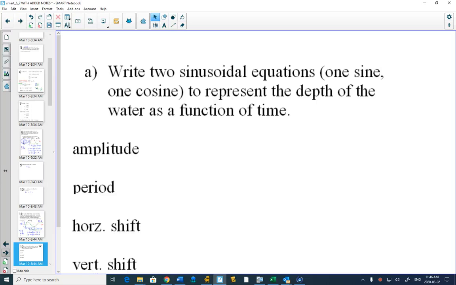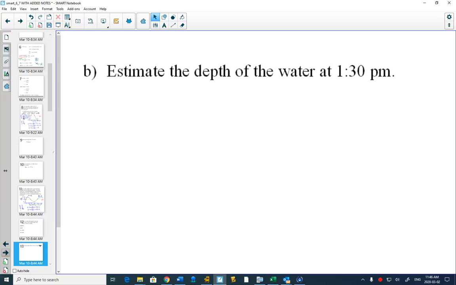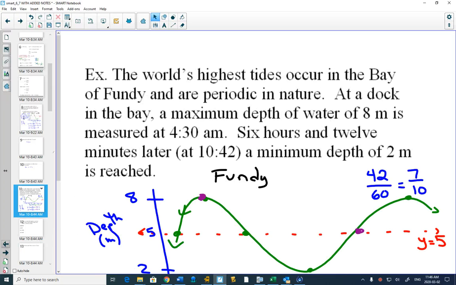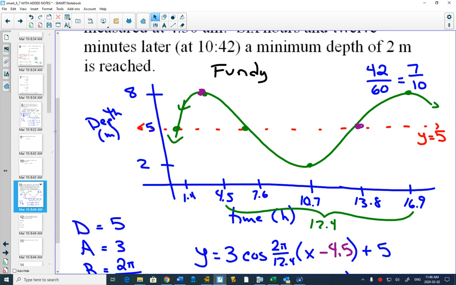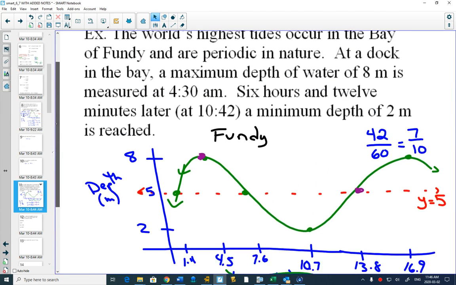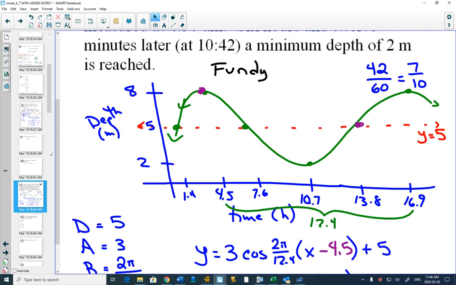All right, so we've done both of the equations. It says estimate at 1:30 p.m. So let's go to our graph here. Where's 1:30 p.m. on here? 1.5 I think would be, let's see what was our 4:30. Was that morning or afternoon? 4:30 a.m. So 1.5 would be 1:30 a.m. Where would 1:30 p.m. be on here? 13.5.